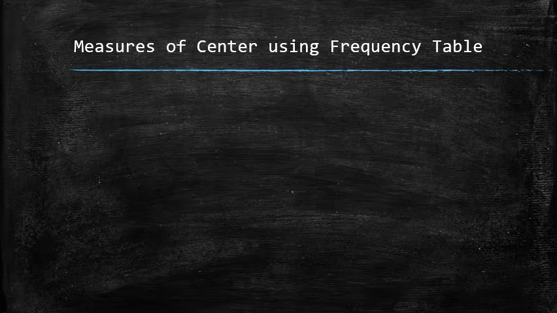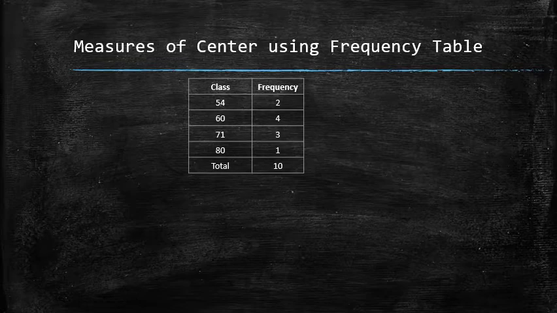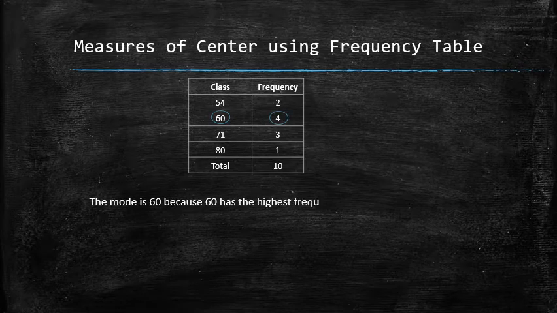Let's consider the following frequency table produced by a single value grouping. The mode is 60 because 60 has the highest frequency of 4.